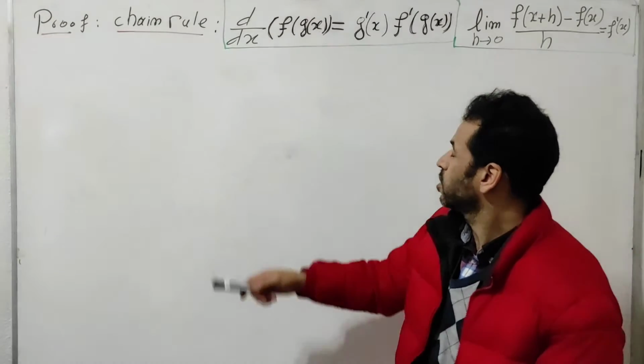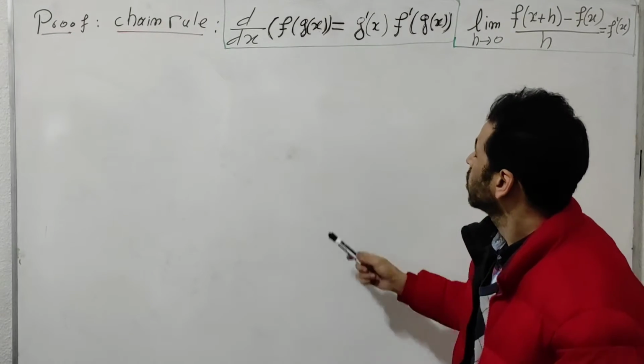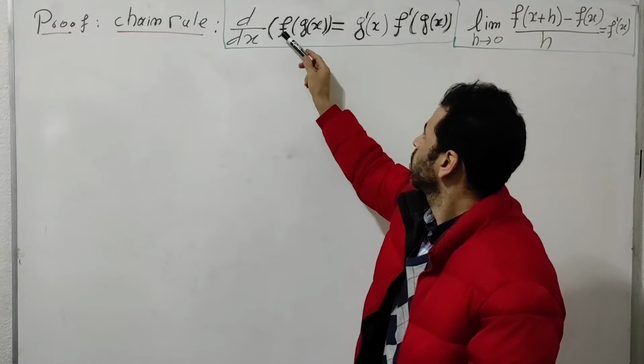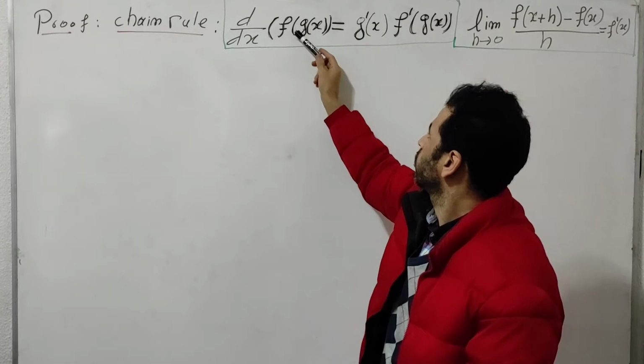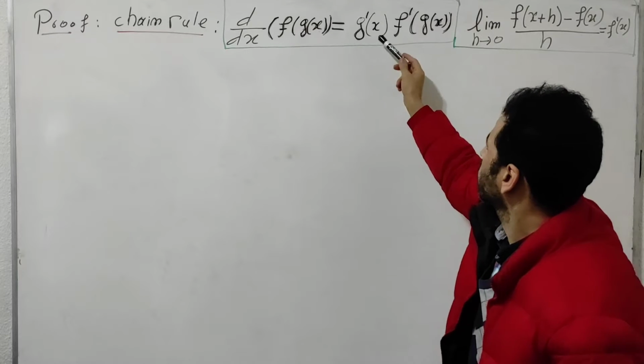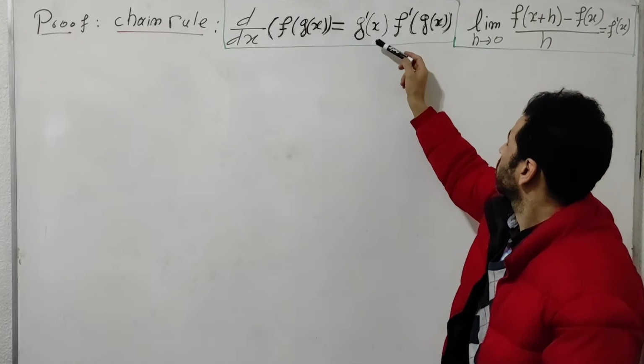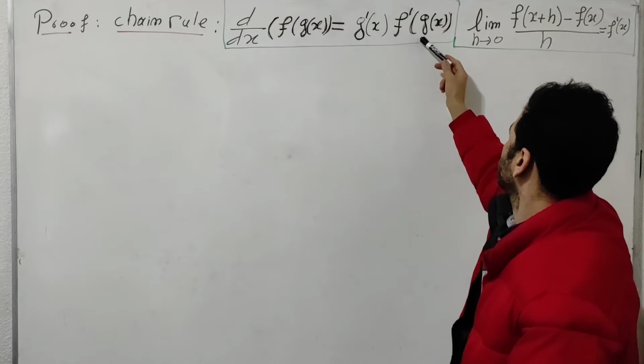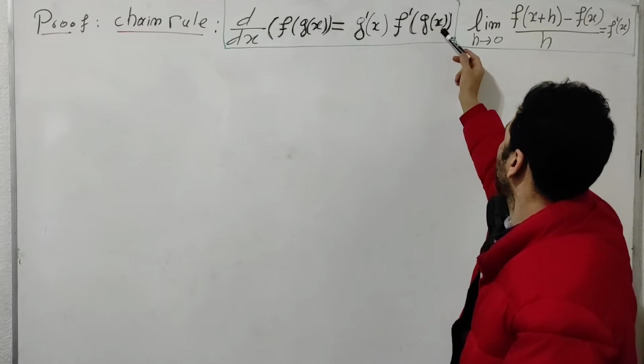Here is the following statement. The derivative of this composition of two functions, f of g of x, is equal to g prime of x as a first derivative function, multiplied by the derivative function of the composition, which is f prime of g of x.